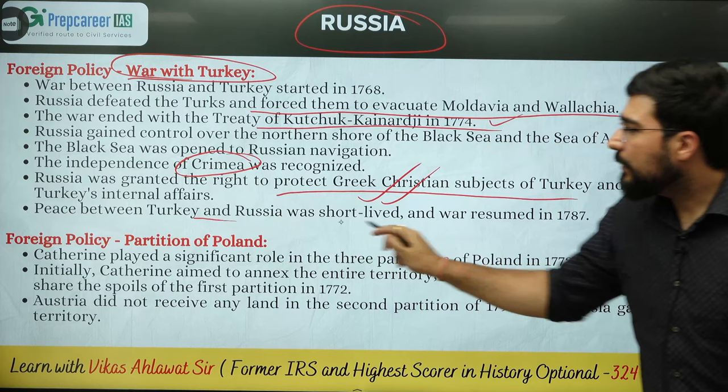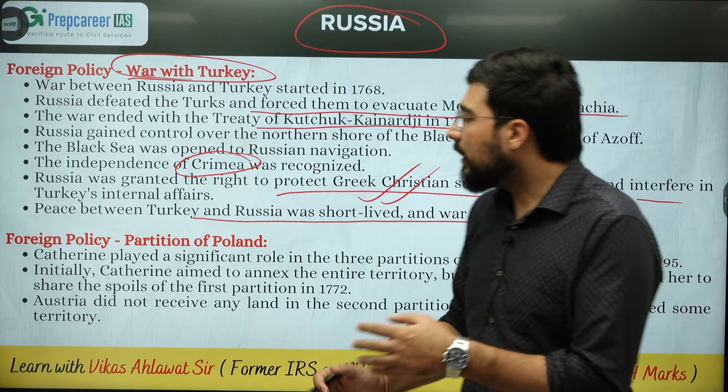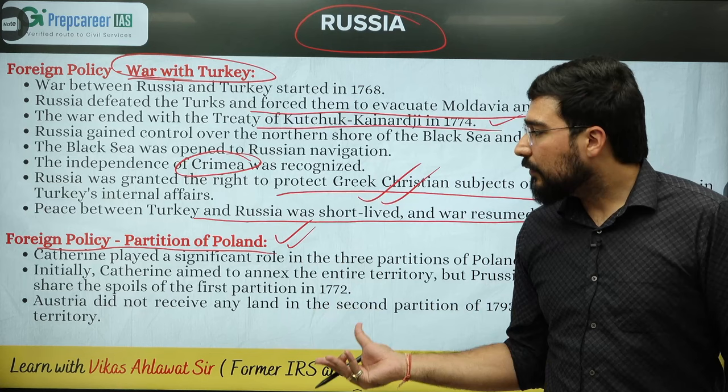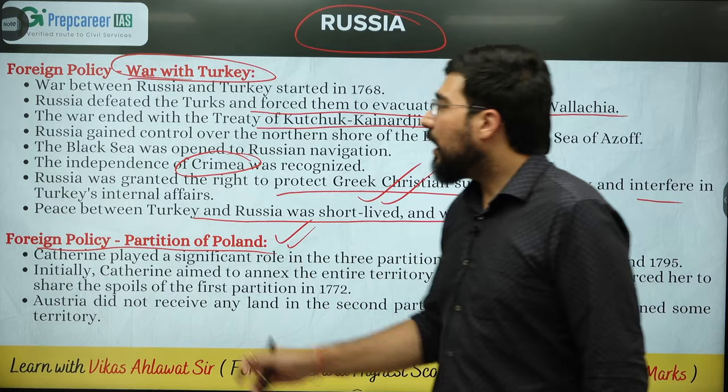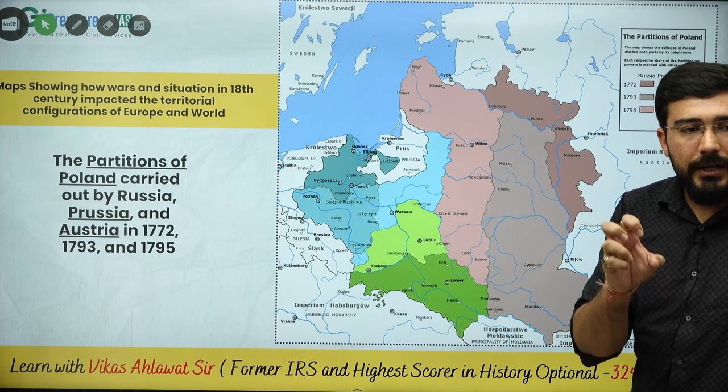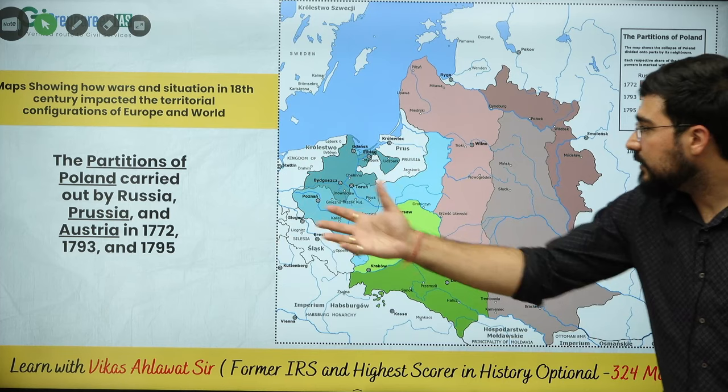Peace between Turkey and Russia was short-lived, and war again resumed in 1787. So this kept on continuing. One of the major parts of the foreign policy of Russia was the partition of Poland. Poland was a weak country and did not have a very powerful monarchy. So time and again, Poland remained a part of the plans of the bigger colonial powers. Poland was partitioned thrice. From the perspective of Catherine the Great, she could not take all of Poland, because Austria and Prussia were standing there. So, as you can see, it was carved up three times.